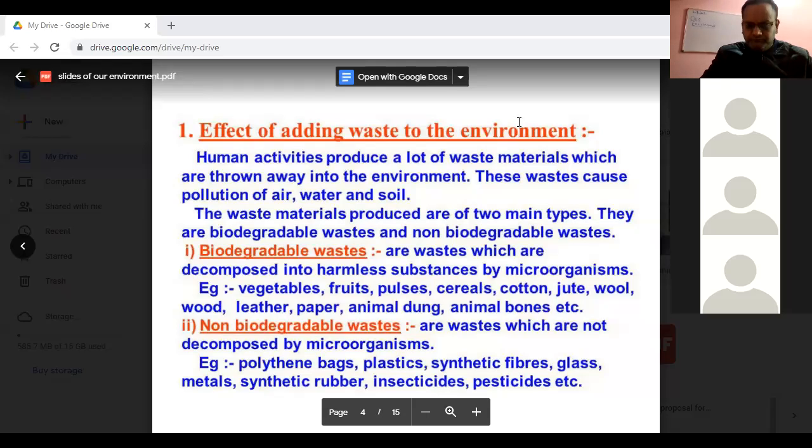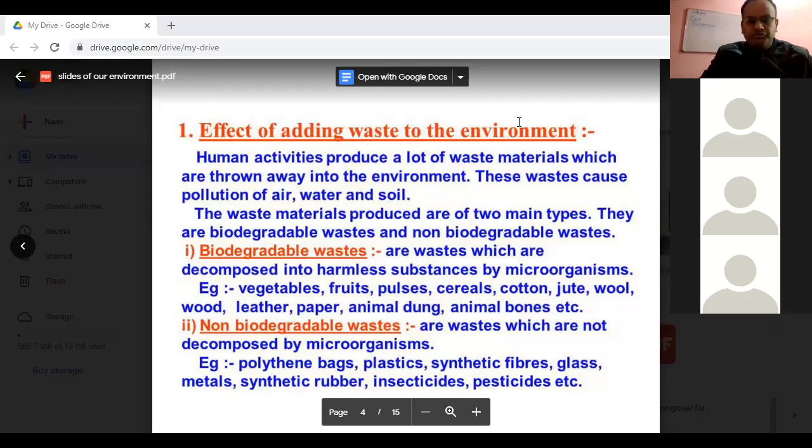Biodegradable are waste which are decomposed into harmless substances by microorganisms. Definitely, which can be decomposed by the microorganism. Got it? So if we talk about the examples of the biodegradable waste, it will be vegetable peels, the fruits, even jute, wool, wood. These all can be decomposed by the microorganism.